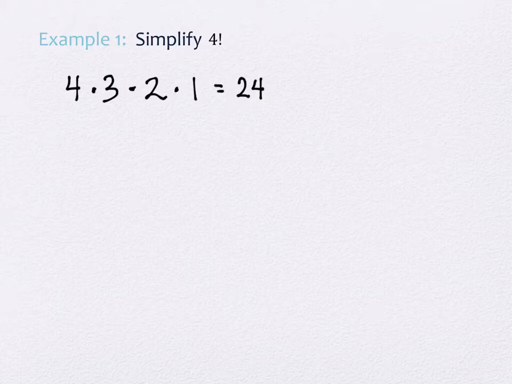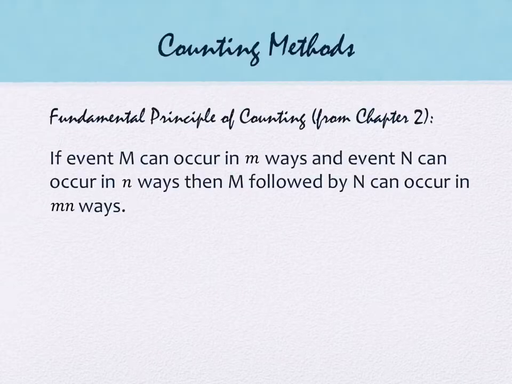So for those of you who've had number theory, that actually covers chapter 2 in your textbook. And this is coming from chapter 2. It's talking about the fundamental principle of counting. So the fundamental principle of counting says the following. If event M can occur in little m ways, and event N can occur in little n ways, then capital M followed by capital N can occur in m times n ways.